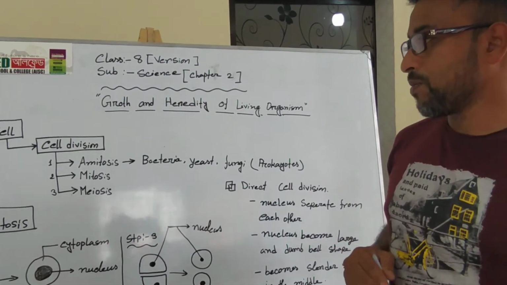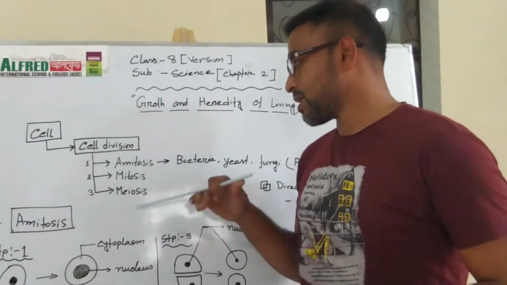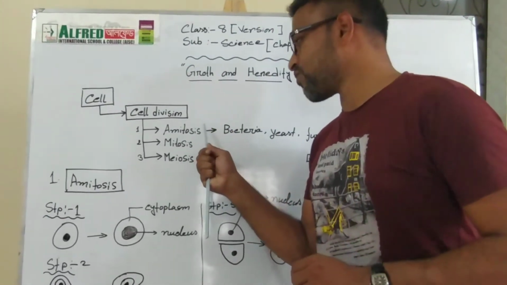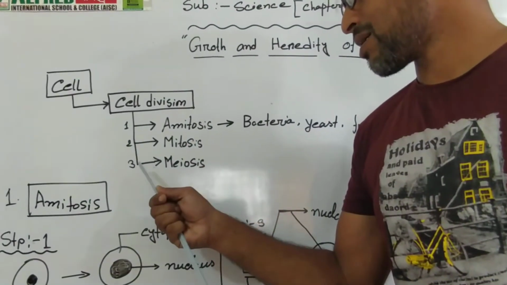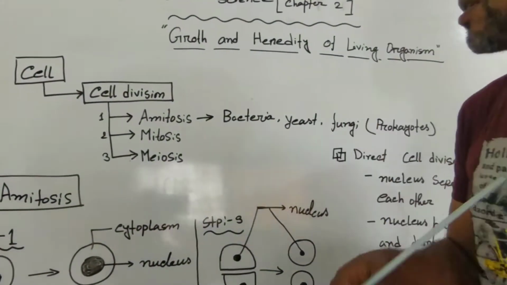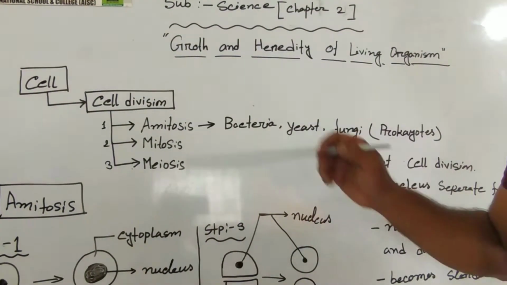Okay. Now, cell division is basically divided into three kinds. First of all, amitosis. The second is mitosis. And the third is meiosis. Actually, it's not three parts, it's three kinds of cell division. Today, we are going to discuss the first one, mitosis.